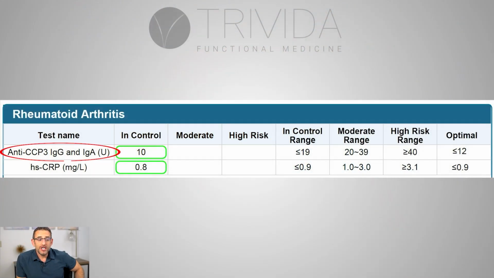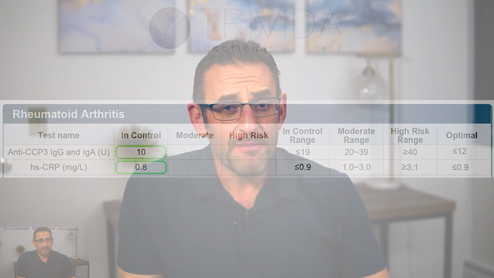Anti-CCP3, IgG, and IgA. This is a marker for rheumatoid arthritis. I'd like to see this number below 7. When I see this number above 7, that does not mean you have rheumatoid arthritis. If I see the number above 40, that is a sign you potentially have rheumatoid arthritis. But you also have to have symptoms, right? Joint pain, muscle pain, chronic inflammation, things like that.